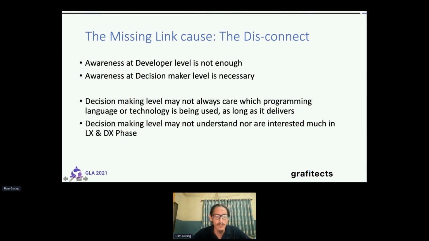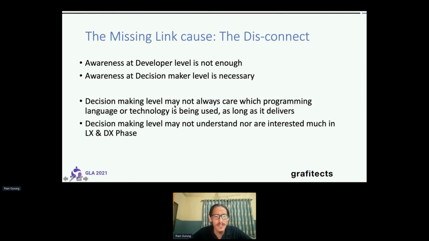So even though the developer attends the GLA summits, CLA summits, and all these events from NI, if the decision maker does not invest the time and energy to understand why it is important, they don't actually care about LX and DX, then your UX is going to suffer, and finally they will come back again and again complaining, rather than providing a good review.